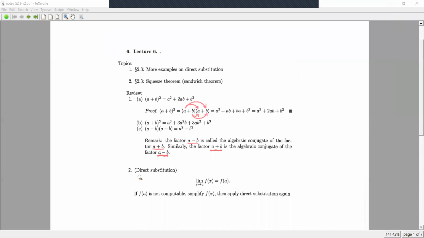Review number 2, direct substitution. To compute a limit, we just need to plug in the point a for x. That is, we just need to compute the function value at the point a. Sometimes the function at the point a is not defined, or the function value at the point a is not computable. In that case, you need to simplify the function. Then apply direct substitution again.